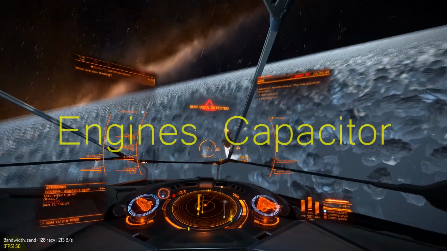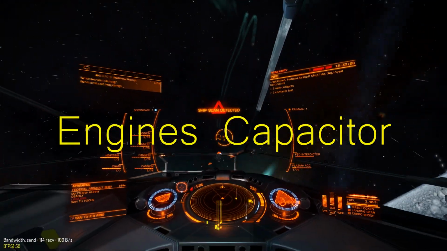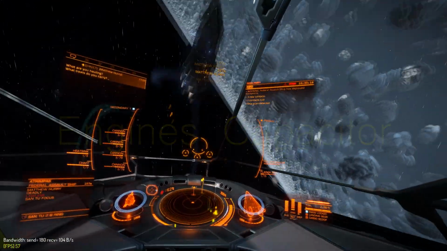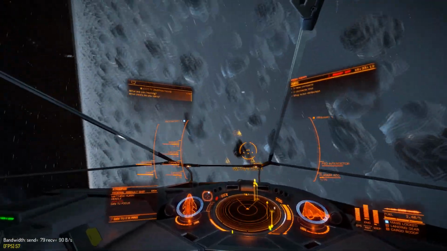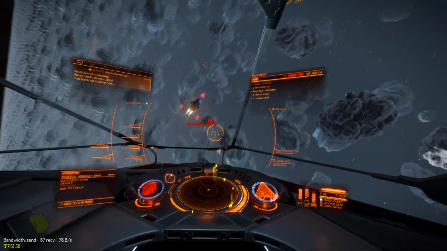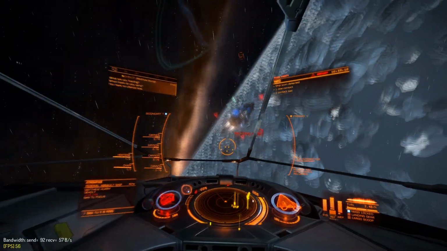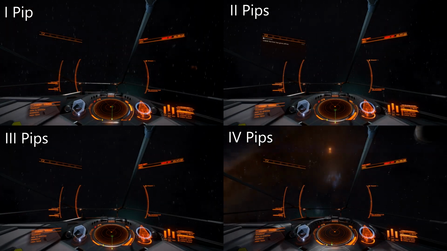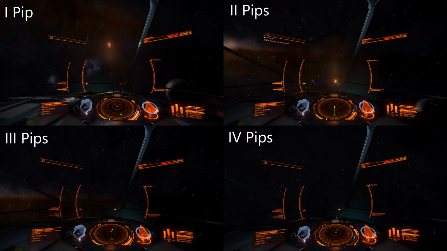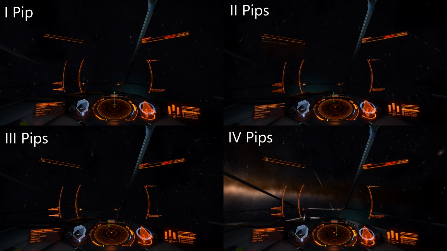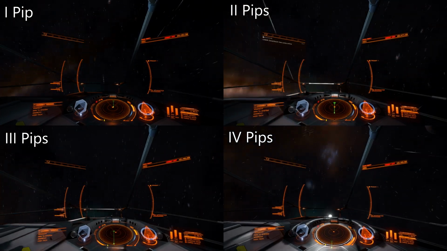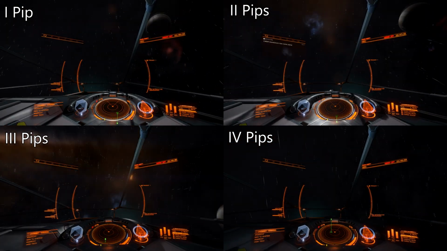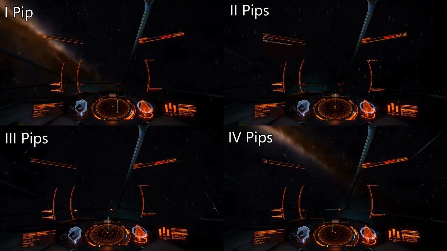Secondly, the engine's capacitor. The basic principle here is that the more pips you have in your engine's capacitor, the higher the maneuverability of your ship, because the thrusters are more powerful. This split screen footage demonstrates the difference in pitch speed purely based on pip distribution. With 4 pips to engines, the ship's maneuverability is vastly improved, and combined with keeping your speed within the blue zone, you can reach your maximum pitch speed.